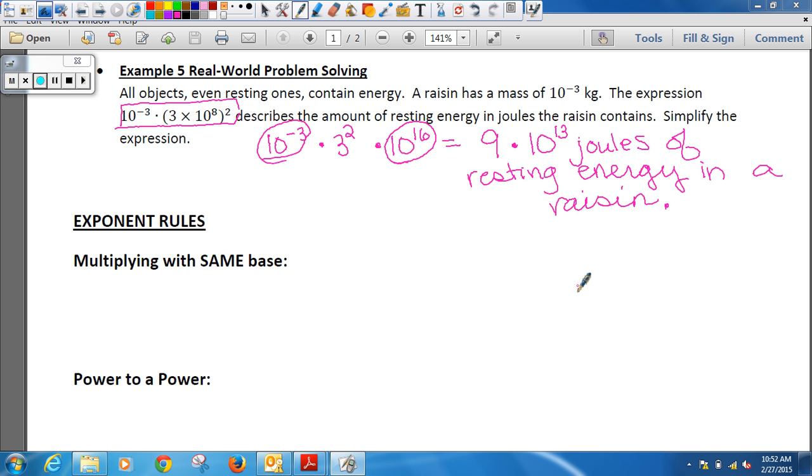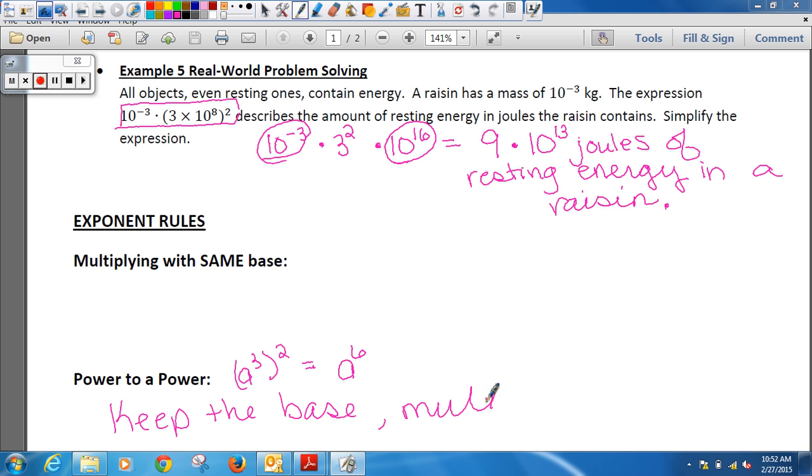Okay, when we look at our exponent rules, we already filled out multiplying with the same base. Basically, it's keep the base, add the exponents. Our new one was when we had power to a power. So an example of that, let's say we have a cubed squared. Keep the base, multiply the exponents. Okay, so our rule is keep the base, multiply exponents. So on both of them, we're keeping the base.